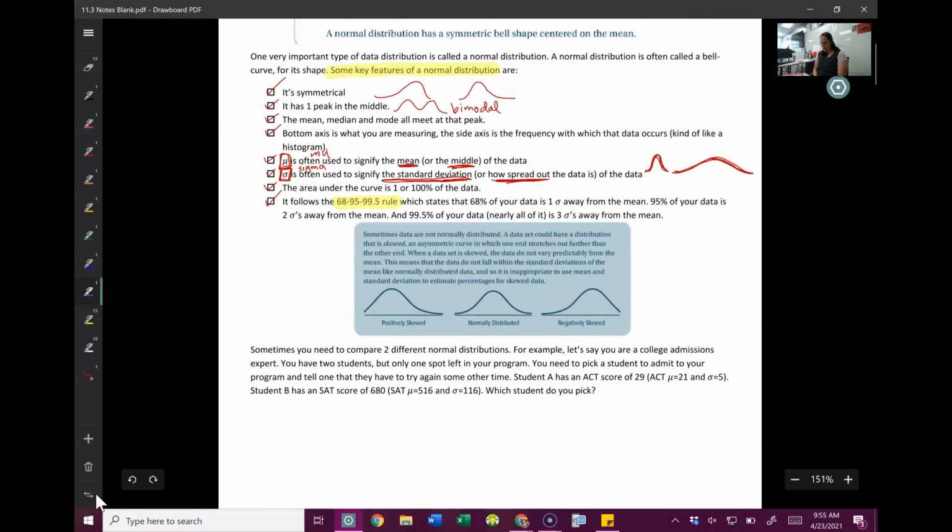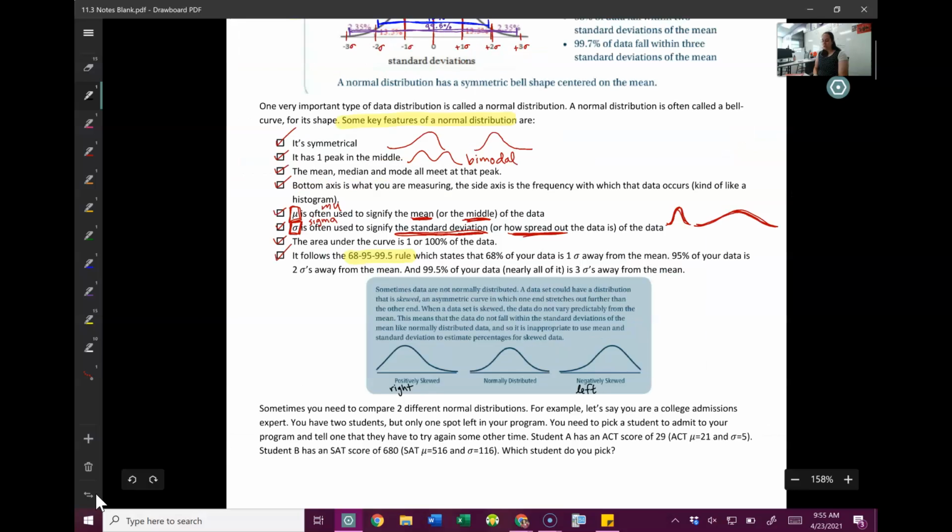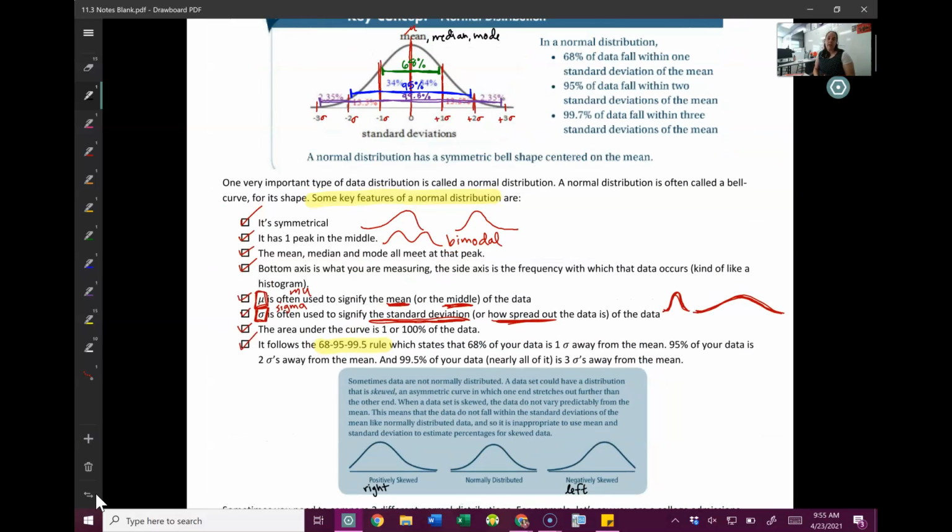So one last thing I want to talk about right here that I had kind of mentioned, we can have skewed data. This is positively skewed, or we've called it right skewed. This is negatively skewed or left skewed. And those come from last time's lesson as well. So that is an introduction to what the normal curve is. In the next video, we'll dive into this idea a little bit more.